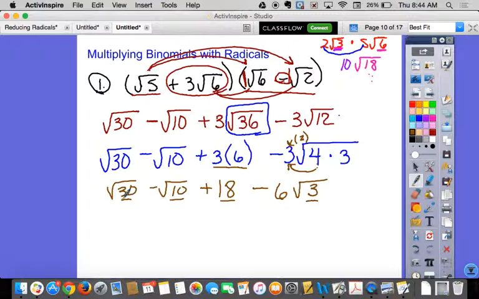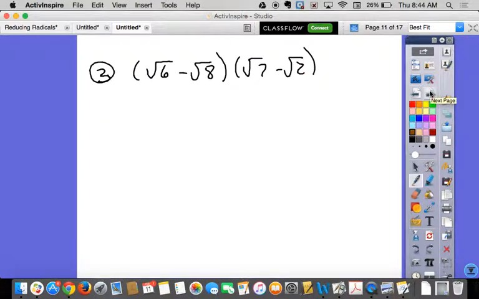This is your answer. Okay, let's do another, just to give you a variation or some flavor to it. There's no coefficients here, so you should be able to rock and roll with it pretty good. The only thing I would warn you about is there's negatives in both. So be very careful with your signs.